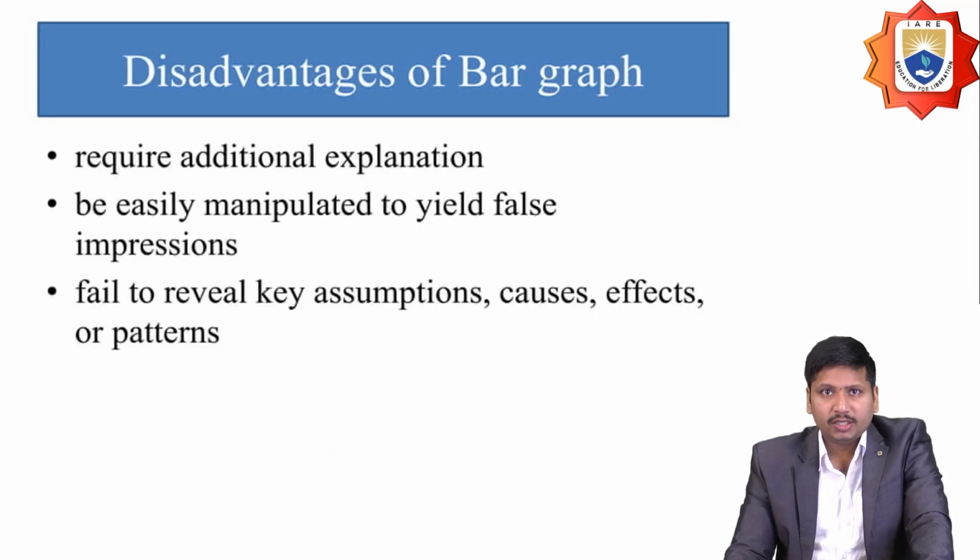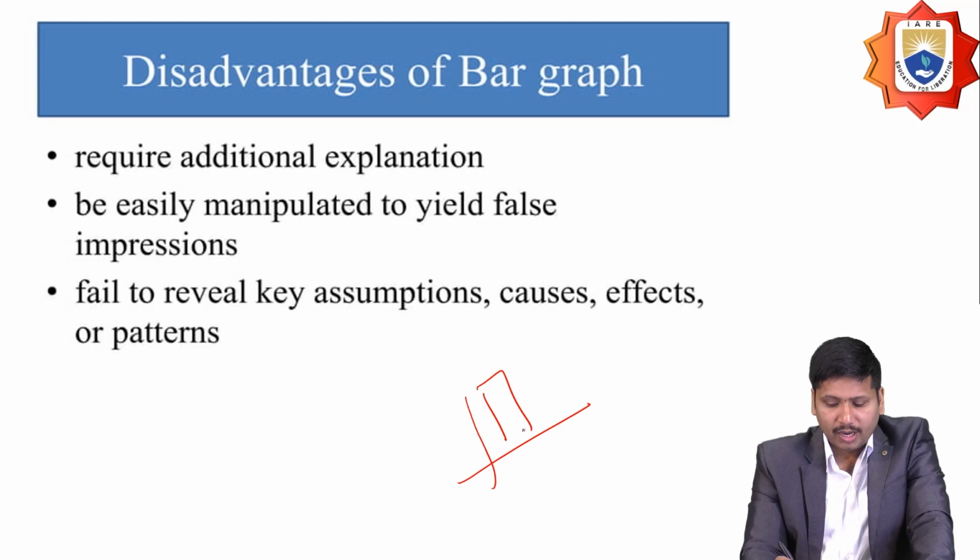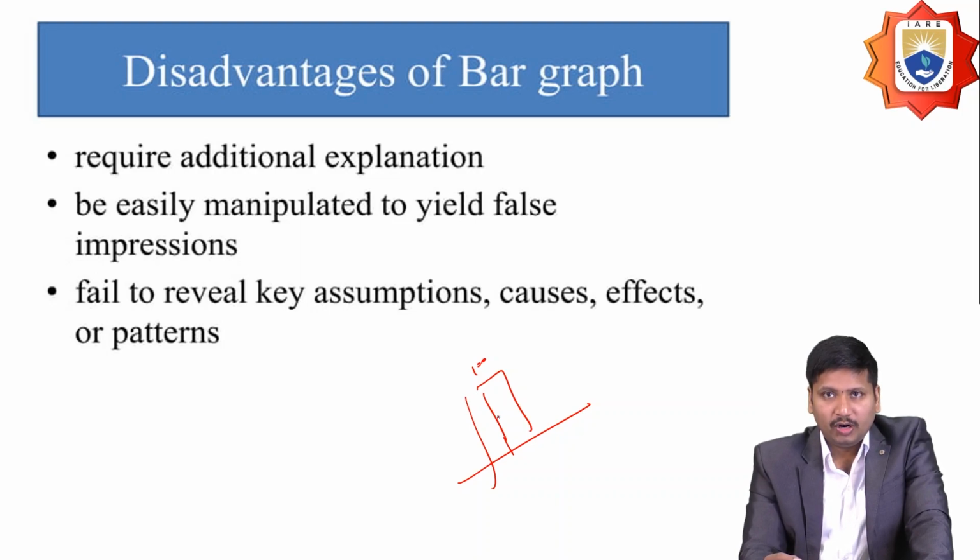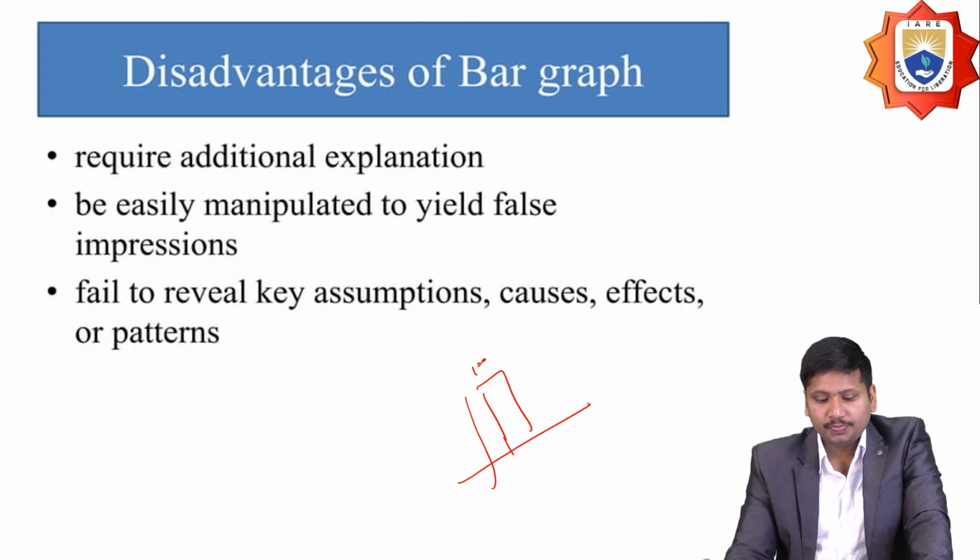Coming to the disadvantages: some additional explanation is required, it can be easily manipulated to yield false impressions, and it can fail to reveal key assumptions, causes, effects, and patterns. So for representing a bar graph, we need additional information and explanation, and since it can be easily manipulated by someone else, it can lead to false impressions.